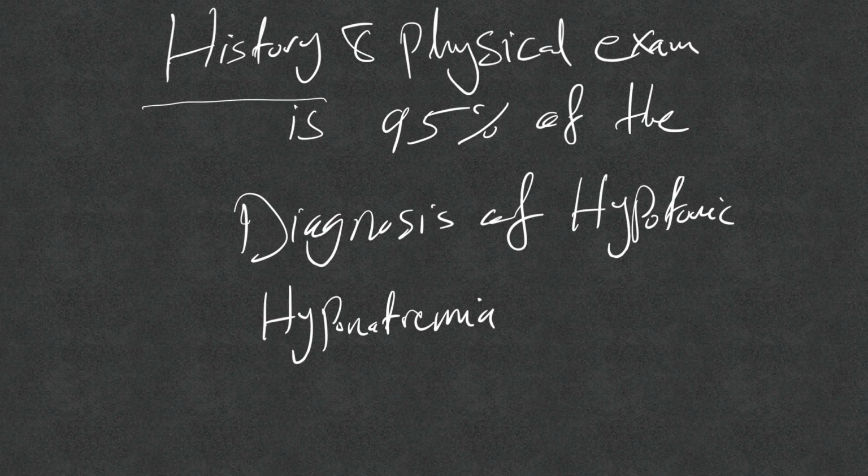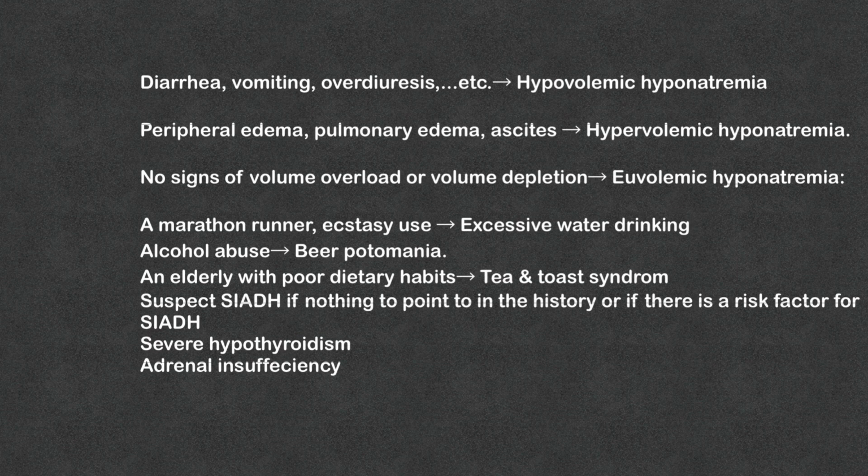Now, very important: history and physical exam is 95% of the diagnosis of hypotonic hyponatremia. Please get a careful history and a good physical exam. This is way better than urine sodium, urine osmolality, all of which can take time to come back. That's why the history is important. If the patient comes to you with diarrhea, vomiting, or over-diuresis, it's clearly hypovolemic hyponatremia, right? Peripheral edema, pulmonary edema, ascites, signs of fluid overload: hypervolemic hyponatremia. No signs of fluid overload or volume depletion: we're dealing with euvolemic hyponatremia.